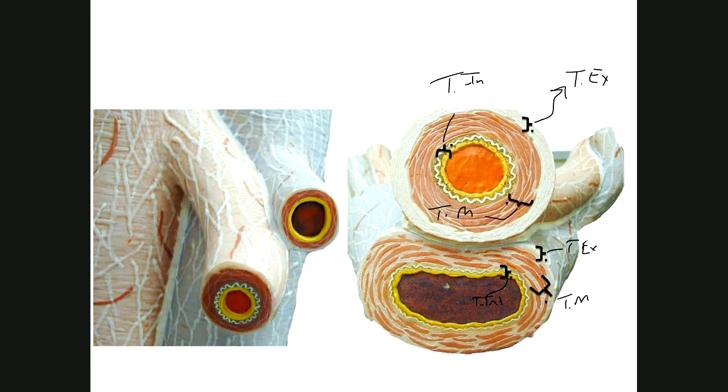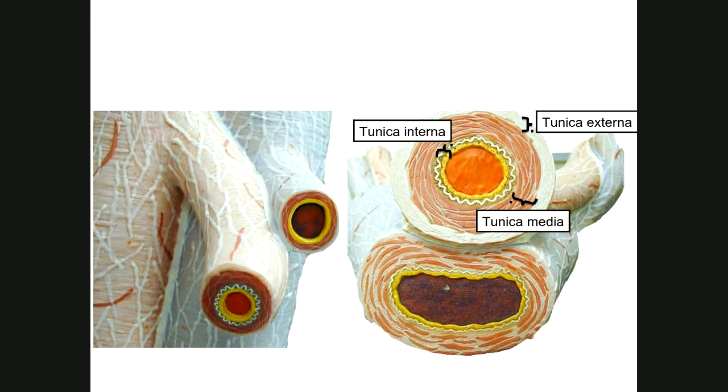So you should be able to pick it out on a picture. You should be able to pick it out on a model. You should be able to pick it out on a microscope slide. It's pretty easy. There are the layers. Any questions about that?